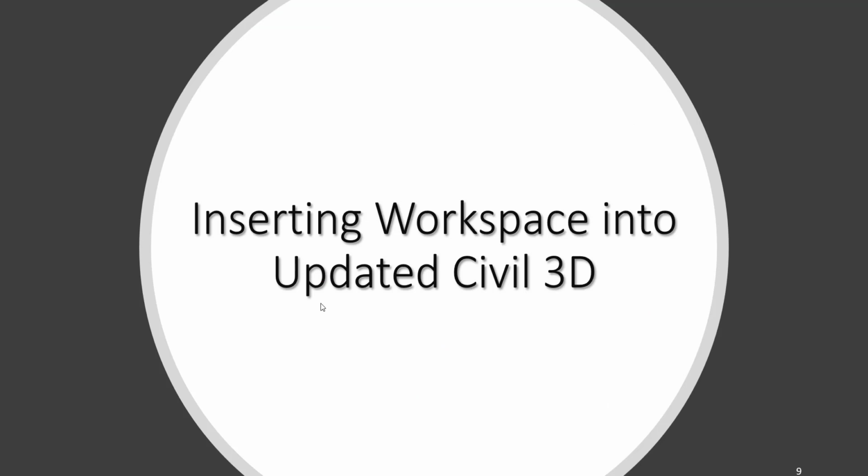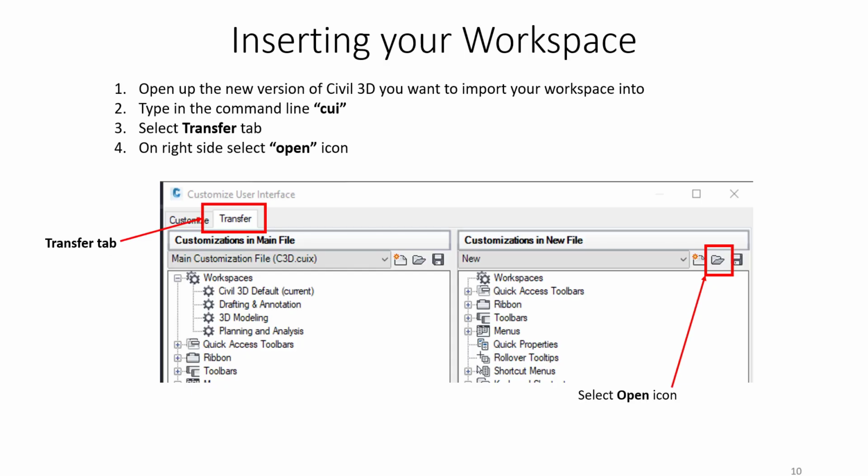Now you get 2020 installed. Now you need to insert that workspace into your updated 2020 Civil 3D, and you don't want to go through all the steps of creating your workspace. Go ahead and open up the new version, type in the command line CUI, and of course you have to do your customization first, so this will kind of be like the last step, if you will, inserting your workspace, but you want to make sure all your customization is done first before you do this.